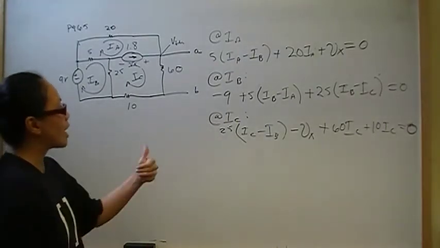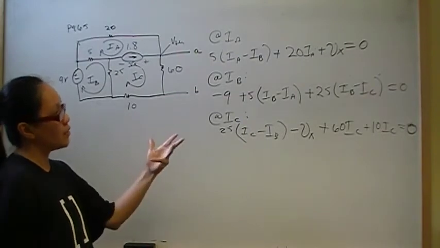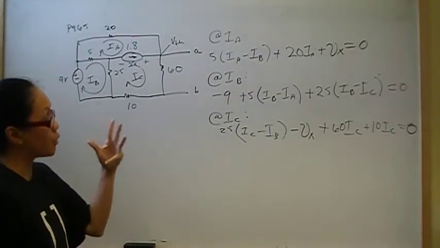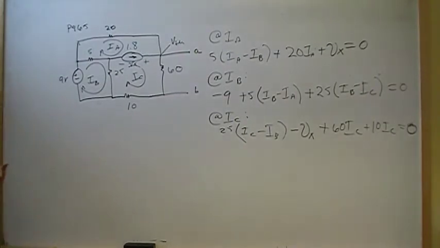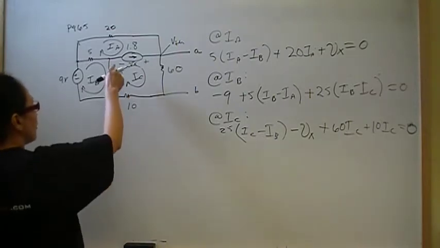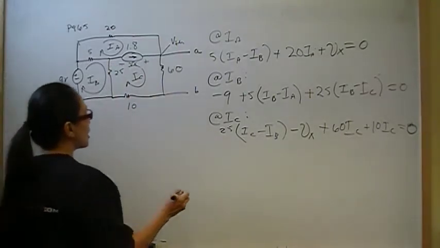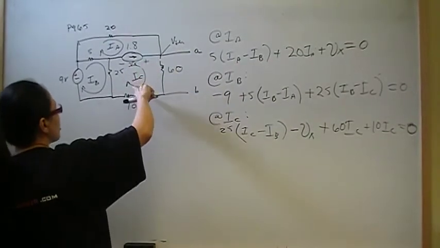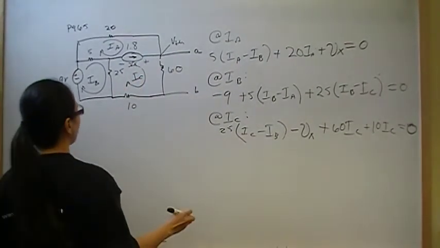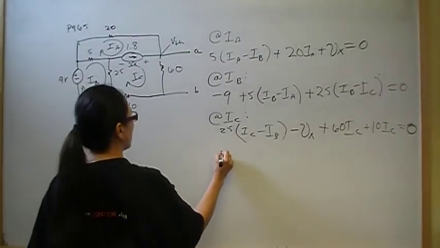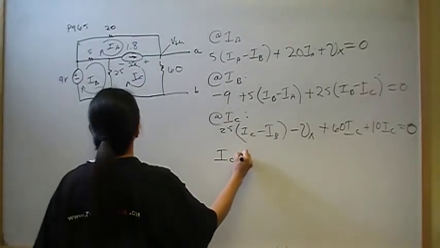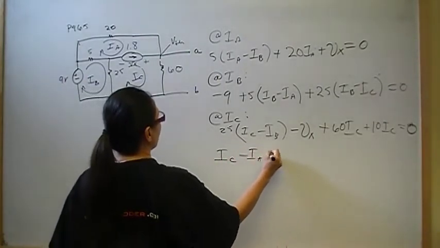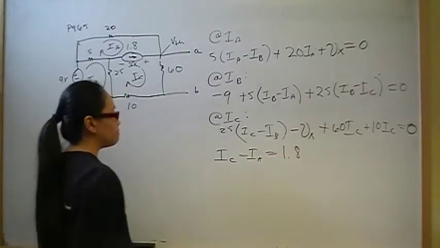Because right now we have IA, IB, IC, and Vx. We have 4 unknowns and 3 equations. We need to come up with one more equation. So the 4th equation is going to come from the constraint equation. So we have the current source is going in this direction. That means IC will be the positive number, or the positive current. So our constraint equation is going to be IC minus IA, and that's equal to 1.8.